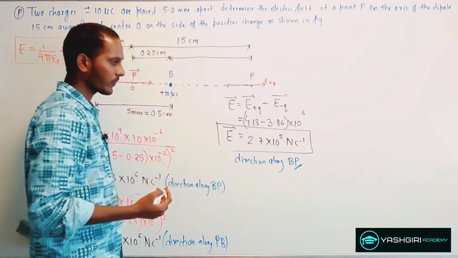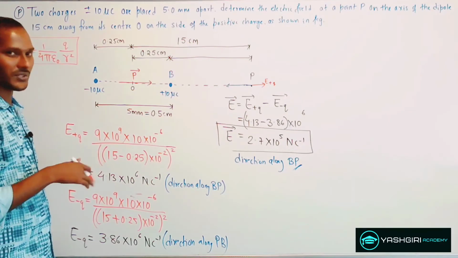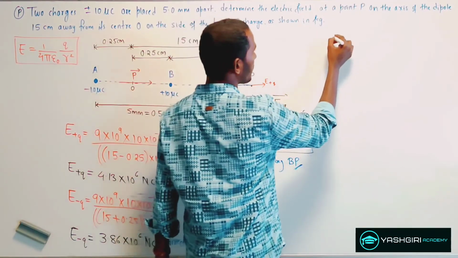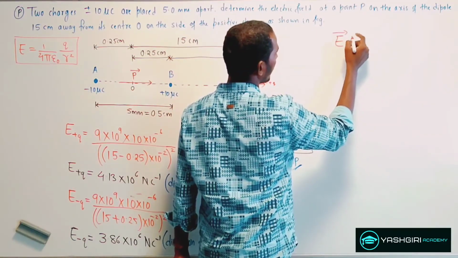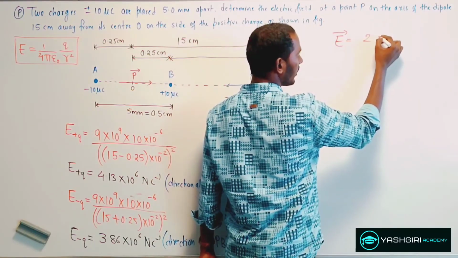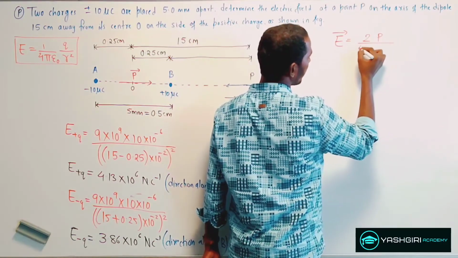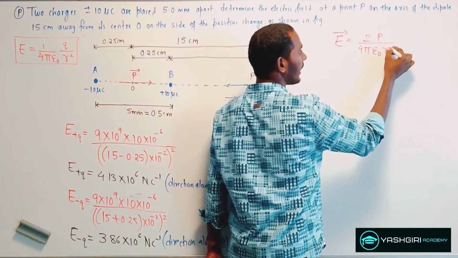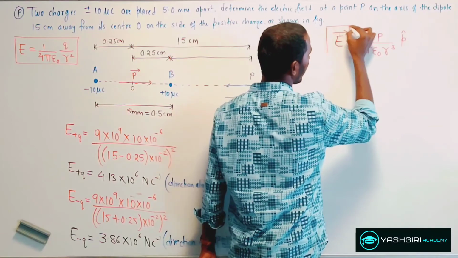So that's the answer. So that's one way of solving this. Now the other way of solving this is directly using the relation which we have got from the derivation, saying that vector E is equal to twice the dipole moment, divided by 4 pi epsilon naught into r cube, in the direction of p cap. So that's the relation, you can use it.